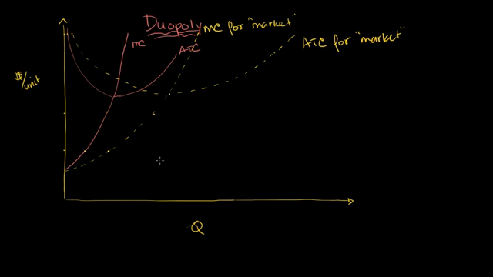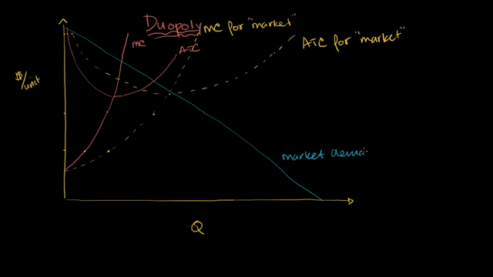And to think about that, we're going to have to draw a demand curve. So let me draw the market demand curve. Let's say the market demand curve looks something like that. It's really big, so it's hard for me. We'll assume that this is a line. Oh, that's pretty good. So this is the market demand curve.